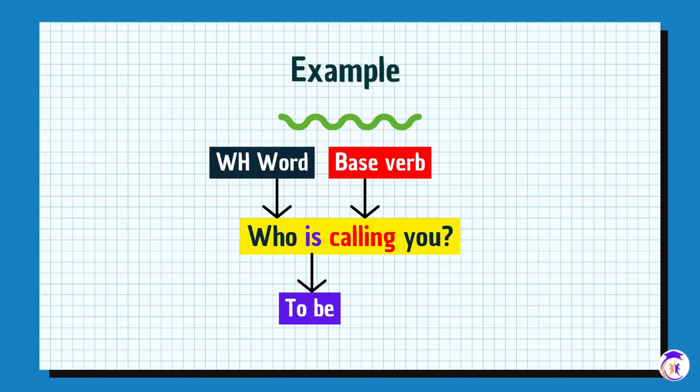This question uses the WH word, who, to ask about the person performing the action. The auxiliary verb is agrees with the subject who. The verb calling indicates the action in progress, and you is the optional complement, referring to the receiver of the call. Overall, this question seeks to identify the person currently calling.